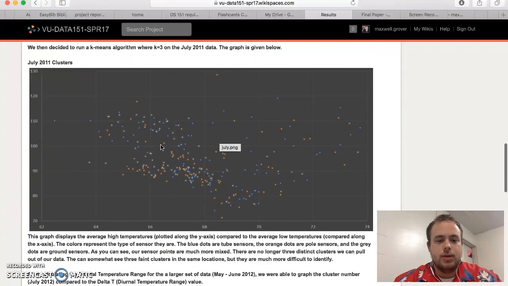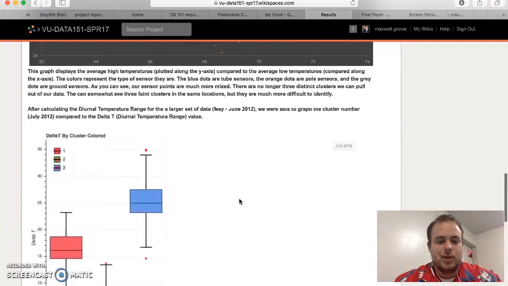Then we ran another clustering algorithm, where we used k equal to 3 again. Unfortunately, things were a little bit more spread out this time. You can still see 3 clusters, but not so much.